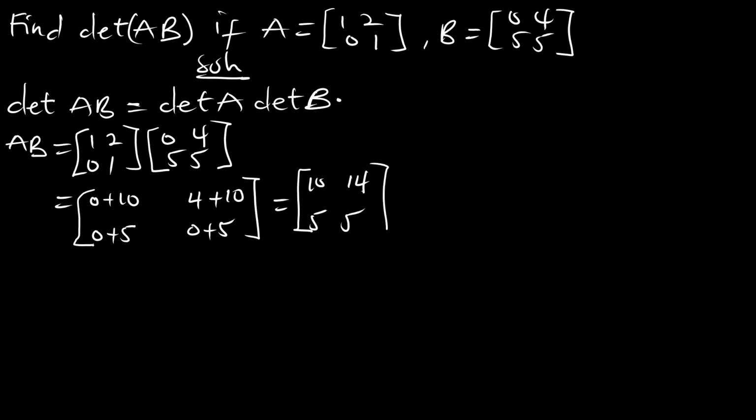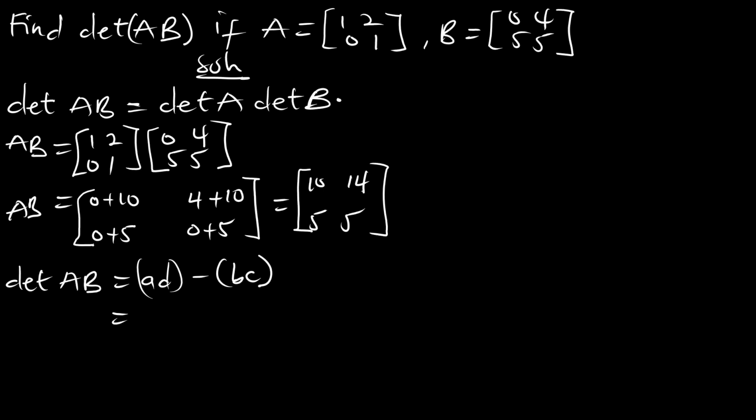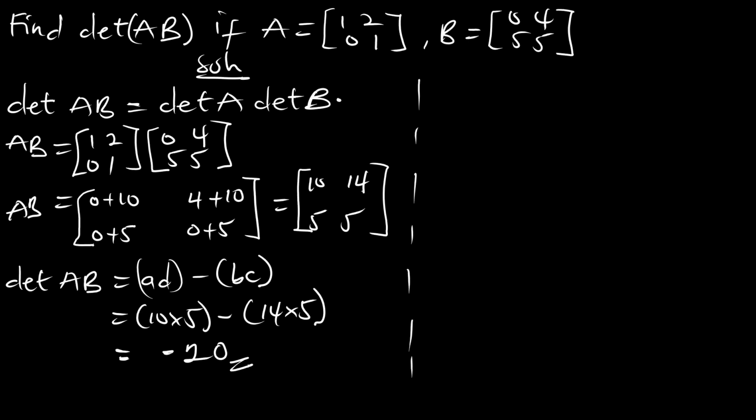That is matrix AB. So let's try to find the delta of AB, where AB is given as this matrix, and that will be AD minus BC, major diagonal, that is 10 by 5, and BC, minor diagonal, 14 by 5. If you solve this, you are going to get your answer as negative 20. Are you okay? So the determinant for the product is negative 20.